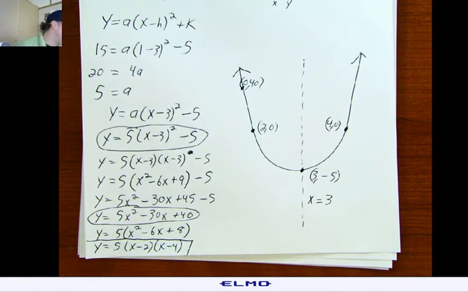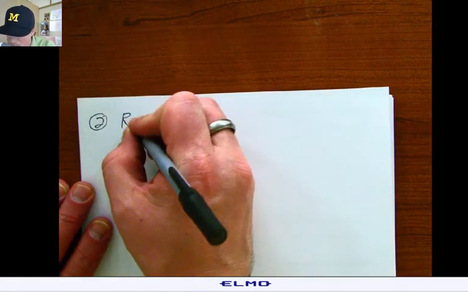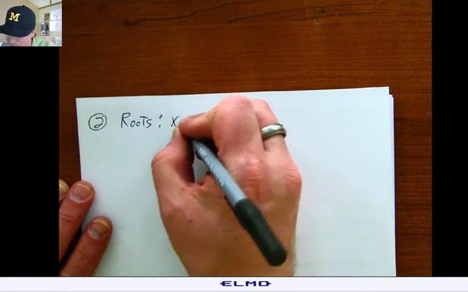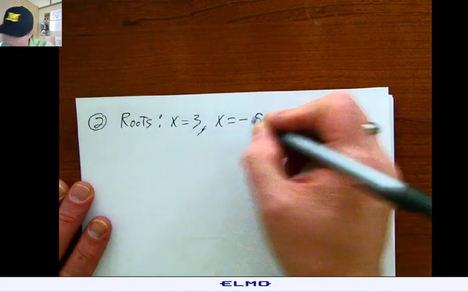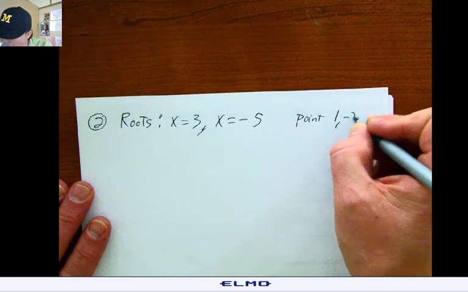All right, Elliot has one more example for you. For this one, number 2, they're telling us that the roots are x equals 3 and x equals negative 5, and that it passes through the point (1, negative 24).